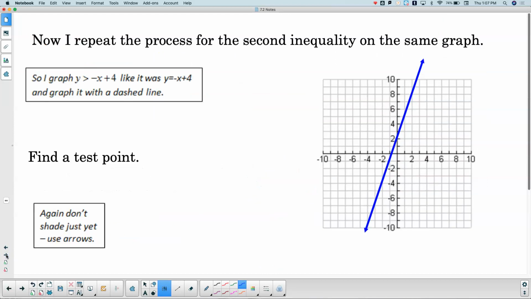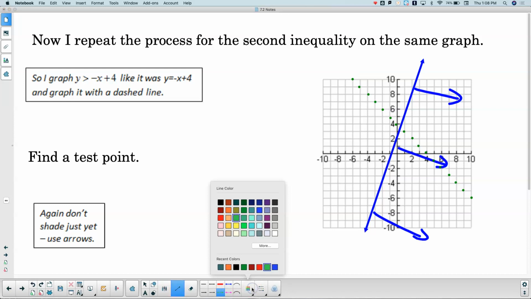So then we repeat that process, but now we're going to use the other inequality. So now I'm going to graph y is greater than negative x plus 4 like it was y equals negative x plus 4. So I'm going to go to my y-intercept of positive 4. A slope of negative 1 means down 1 and right 1. It is graphed with a dashed line because it doesn't have the equality component to it.